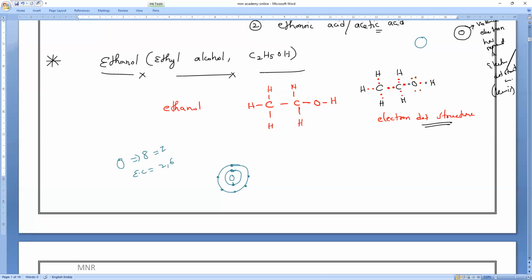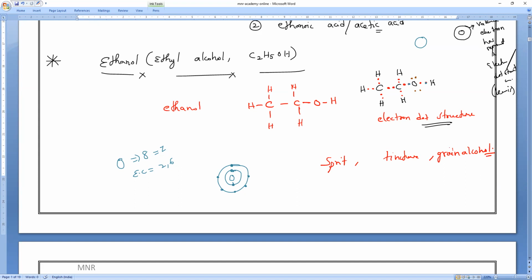Next slide. Ethanol has other names. We can call it spirit. We can call it tincture. We can call it grain alcohol. So these are all names of ethanol.